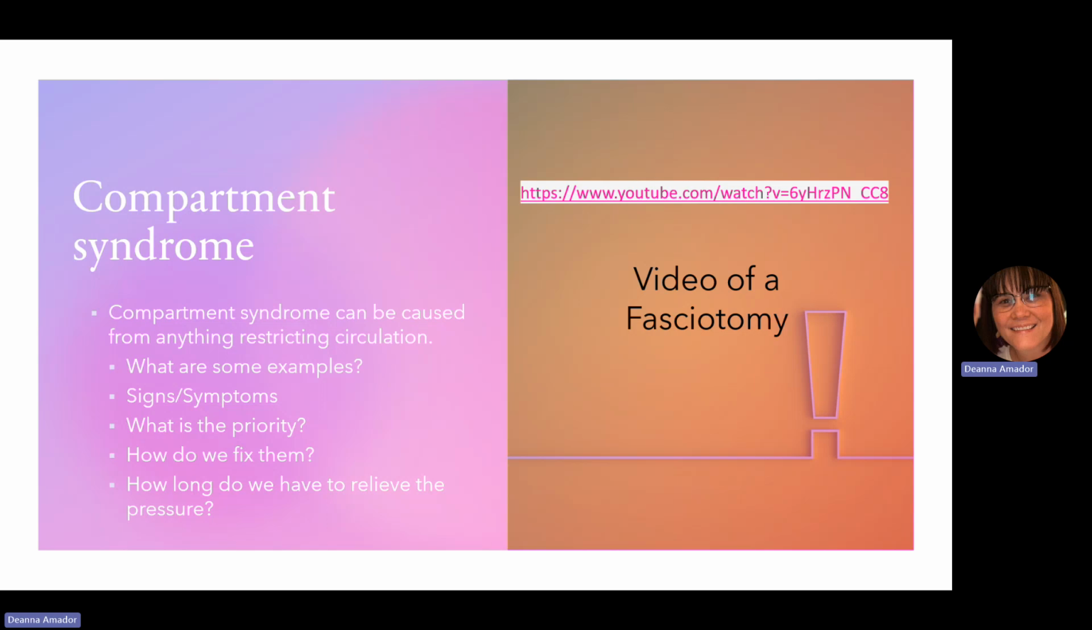So the 6 Ps: passive pain or pain out of proportion to the injury, pressure. Oh, that's what's missing. Pressure, paresthesia, pallor, paralysis, and pulselessness. So it looks like I forgot to put pressure on there. So that should also have pressure.